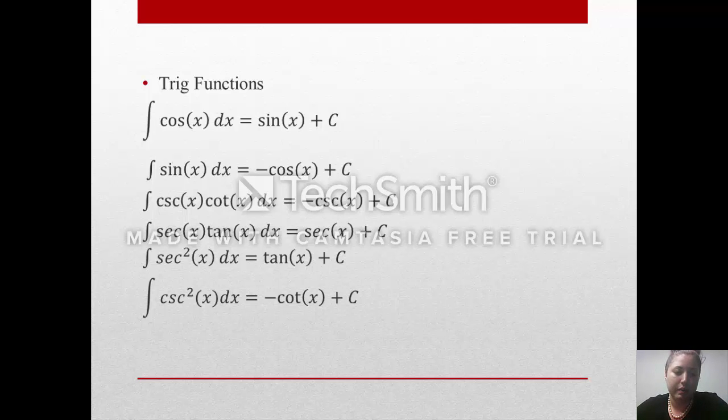If you take the antiderivative of cosecant times cotangent, it equals negative cosecant. The antiderivative of secant times tangent equals secant. The antiderivative of secant squared is tangent. The antiderivative of cosecant squared is negative cotangent. Now all of these are plus C because we don't have an initial condition, and these are indefinite integrals because you don't have an a to b.